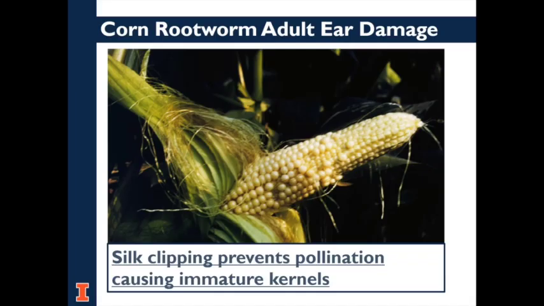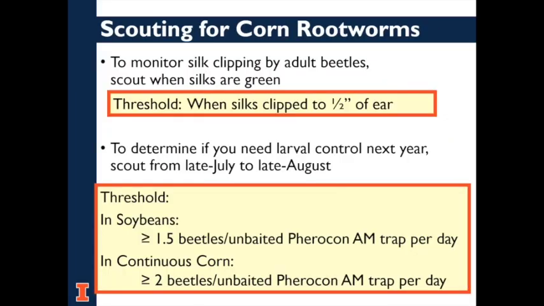The major reason people want to control rootworm adults is to prevent egg laying that could result in larval injury the following year. However, if there's a lot of silk clipping, a rescue treatment can be used to prevent further injury the same year. To monitor silk clipping by adult beetles, it's best to scout when silks are green. If you see silks clipped to within half an inch of the ear on many plants, you can apply a treatment to prevent economic loss. Usually this is a foliar spray. To determine if you need larval control the following year, scout from late July to late August using sticky traps.